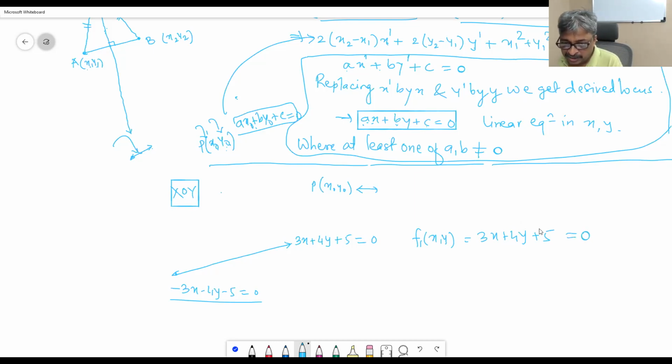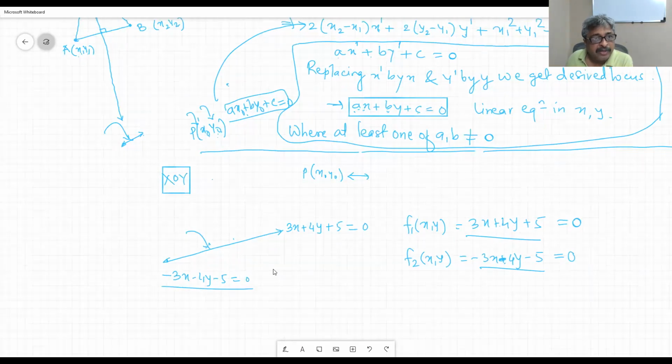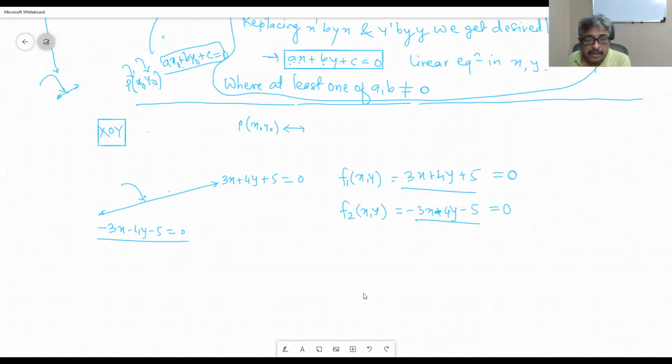That means this algebra being equal to 0 represents some geometry, and I said that is this geometry. But then this is different: f2 of x comma y is equal to minus 3x minus 4y minus 5 is equal to 0. So this is not equal to this. However, the geometry of both these curves is the same. That is the catch. Now, you need to understand this very well, because you might be in trouble a little later. Will it happen like that every time?